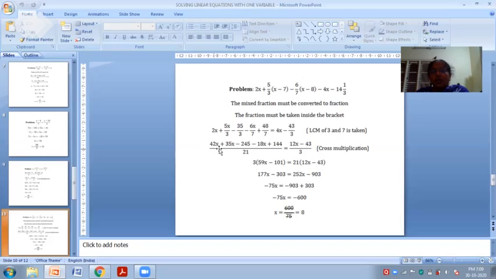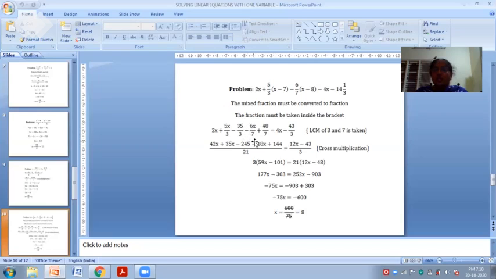42x plus next one, 5x. That is 21 divided by 3. How many times does it go? 7 times. 7 into 5, 35. Next, 21 divided by this 3. How many times does it go? 7. So therefore, 7 into 35 becomes 245. Minus here 7, that is 21 divided by 7. How many times does it go? 3 times. 3 into 48 becomes 144. See here, this is 144. This is 6 into 3, that becomes minus 18.